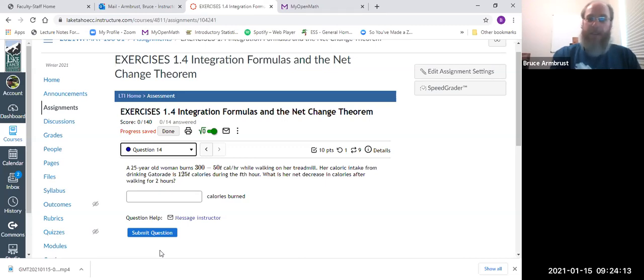But then it also says that she's bringing in calories. She's got caloric intake from drinking Gatorade, and that's at 125 calories per hour.